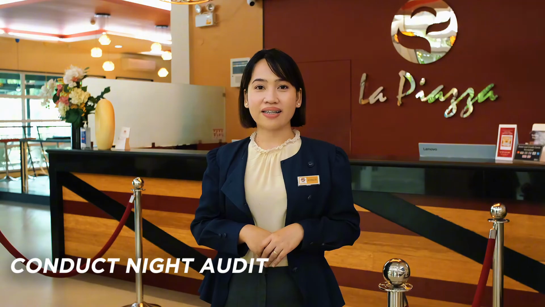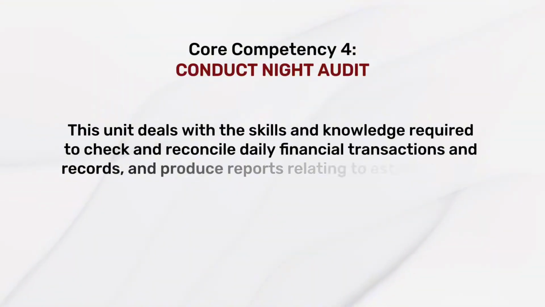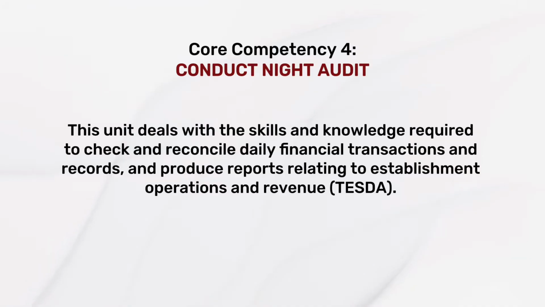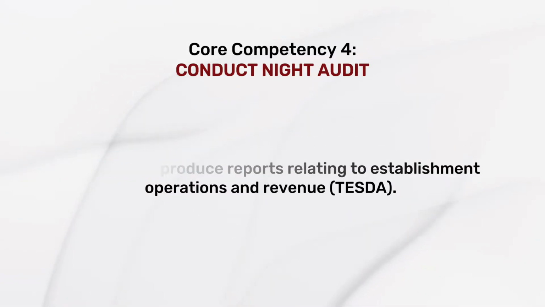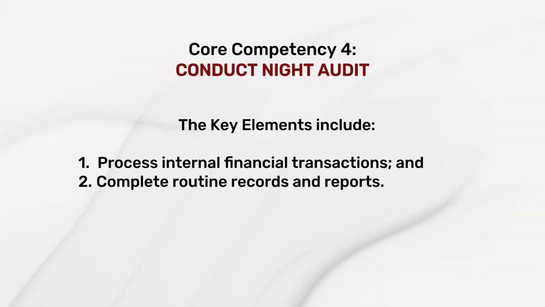After learning about the three, let's have the fourth video lesson on the fourth core competency, which is conduct night audit. This unit deals with the skills and knowledge required to check and reconcile daily financial transactions and records and produce reports relating to establishment operations and revenue. The key elements include process internal financial transactions and complete routine records and reports.